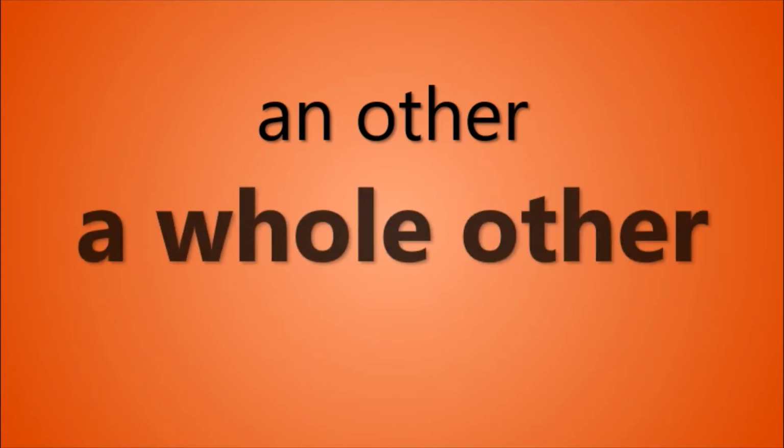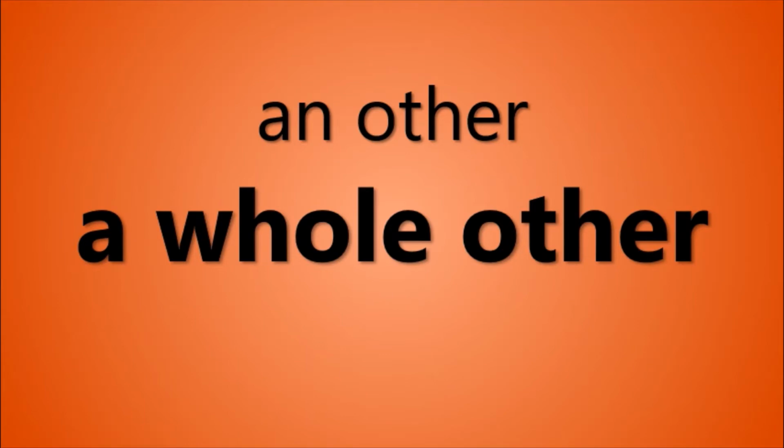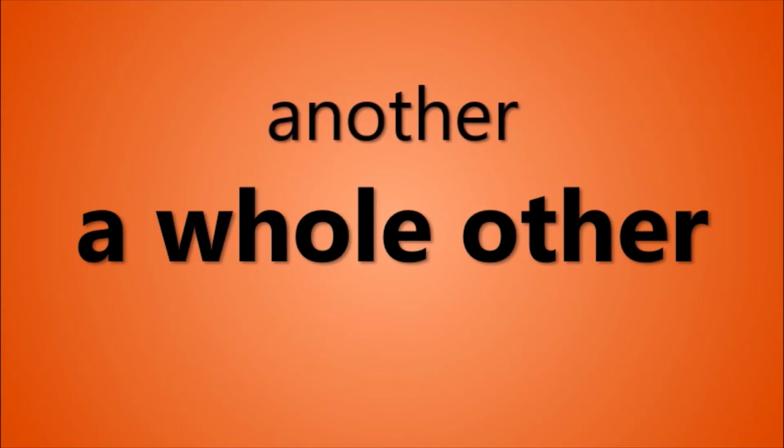If you view another as two words, it's natural to say a whole other to make another stronger, since English a and an are interchangeable depending on whether they're followed by a vowel or a consonant sound. But if you conceptualize another as a single word, as we've already discussed, it feels incomplete to say a whole other. Where did the N go?